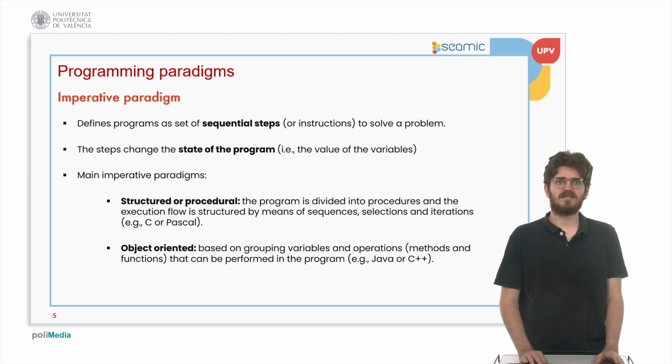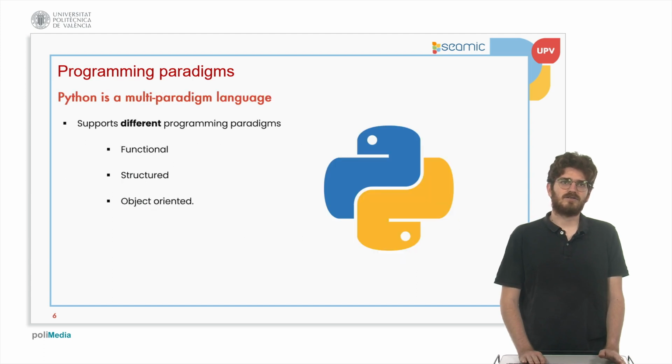The main sub-paradigms in this case are the structured or procedural paradigm, in which we divide the code into procedures or functions, and we go through the procedures line by line executing. For example, C or Pascal are notable examples of this. And we also have the object-oriented programming paradigm, which is the one that will focus our attention in the following videos, which is based on grouping variables and operations into methods and classes, so that we can organize our knowledge and the way to operate on our knowledge into objects that have properties and operations. Notable examples of these would be Java and C++, and of course, Python.